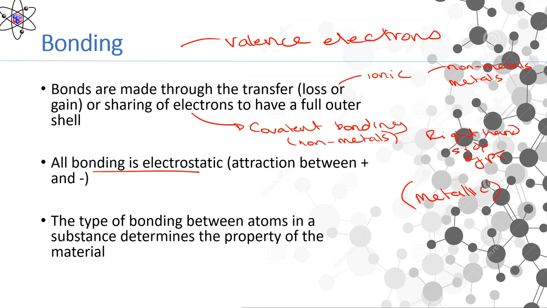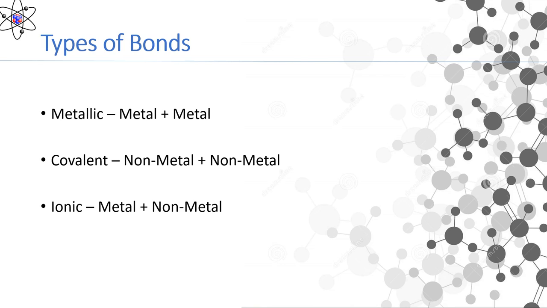But the type of bonding that something has always tells us a lot about the properties that that material will have. So it's really important to use our periodic table to be able to work out if things are metals or non-metals, and then predict what type of bonding they will have so we can predict what type of properties the material will have. So this is a summary of the type of bonds that we are going to look at in year 10, and you probably will have seen before.